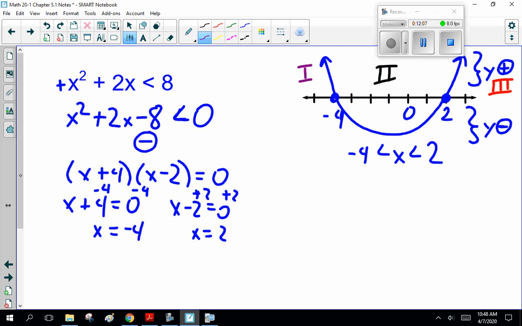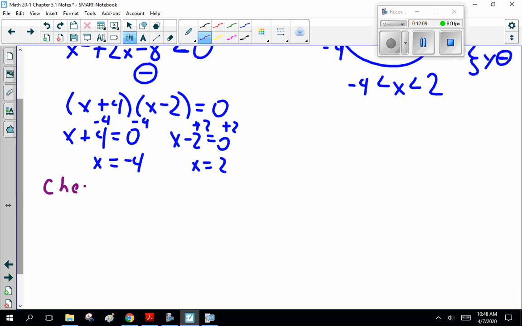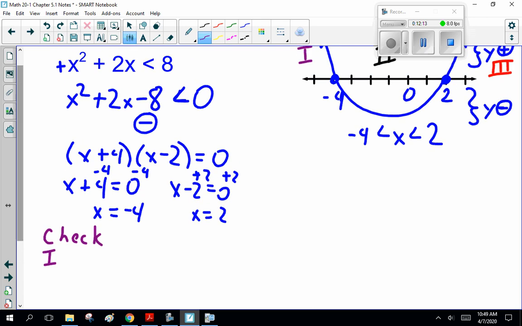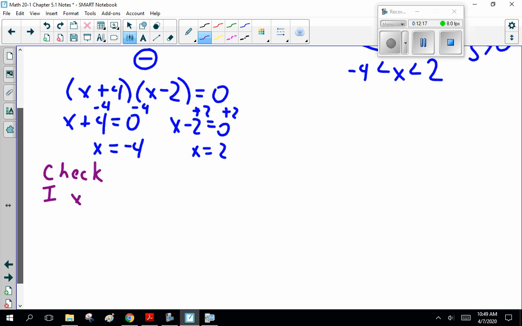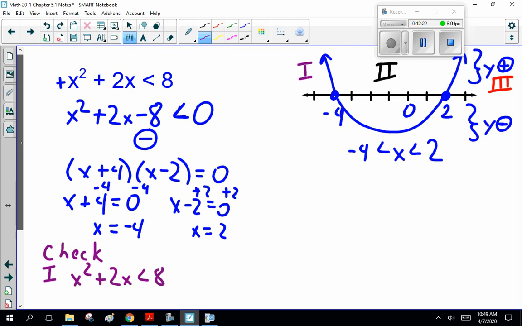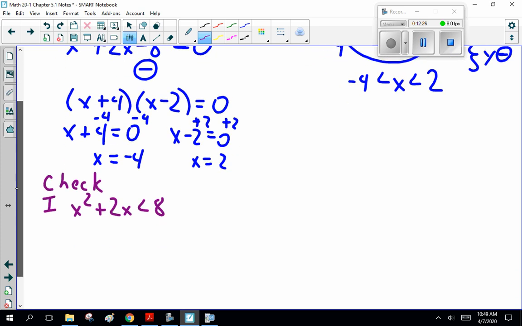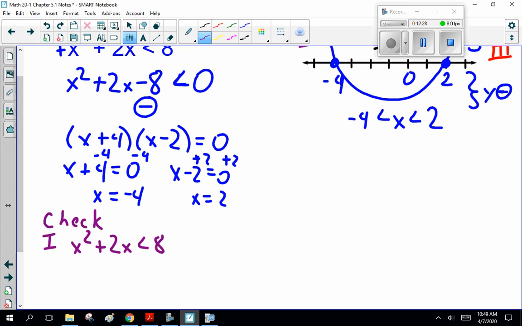Now, section 1. I'm going back to the original inequality just in case I screwed something up. x squared plus 2x is less than 8. All right, so I got that correct. Now, what is a nice number? Sorry, I keep flipping backwards and forwards. I'm going to get you sick. What's a nice number in section 1? Well, the nicest number I can think of is minus 5.